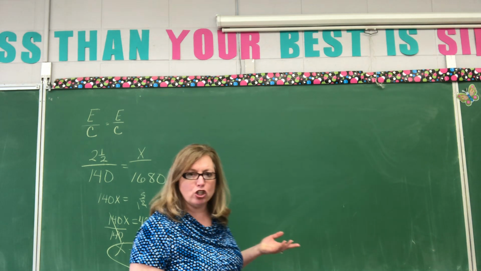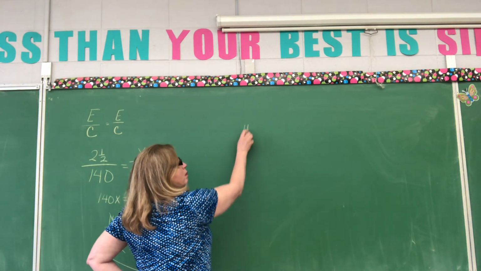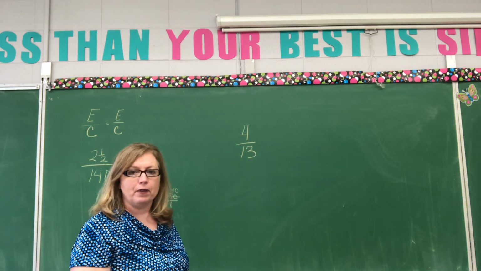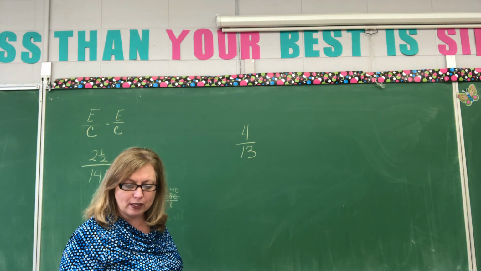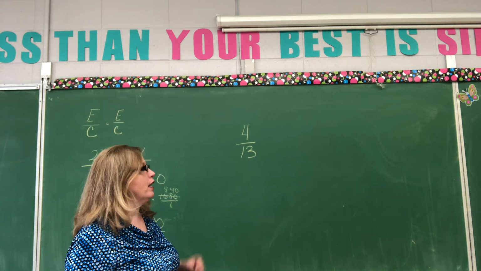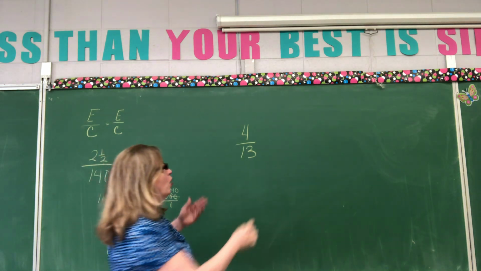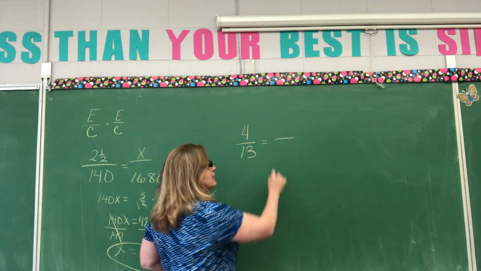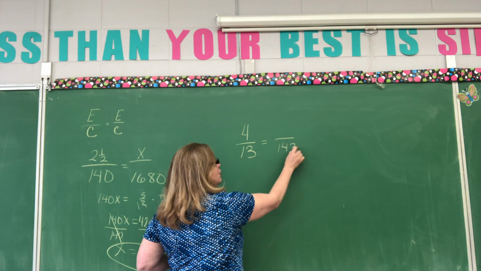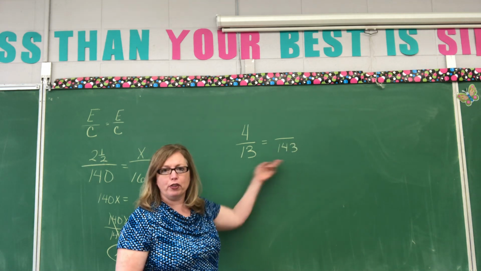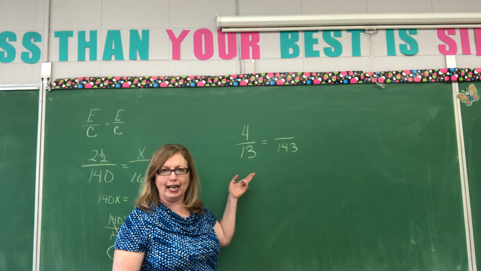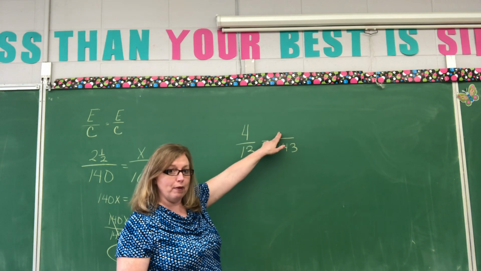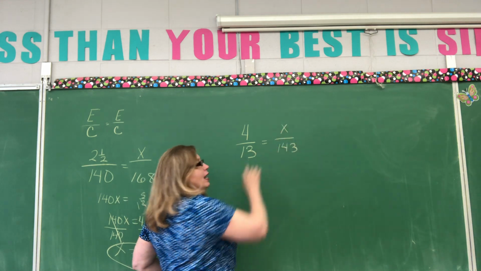Well, what's our ratio? We need 4 measures of sugar for 13 candies. Okay, how many candies does the baker want to make? 143. Where does the 143 go? On the top or on the bottom? It goes on the bottom, the same as this one. Both the 13 and the 143 represent the number of candies. The 4 represents the amount of sugar. I don't know the amount of sugar here, so I'm gonna put an X.